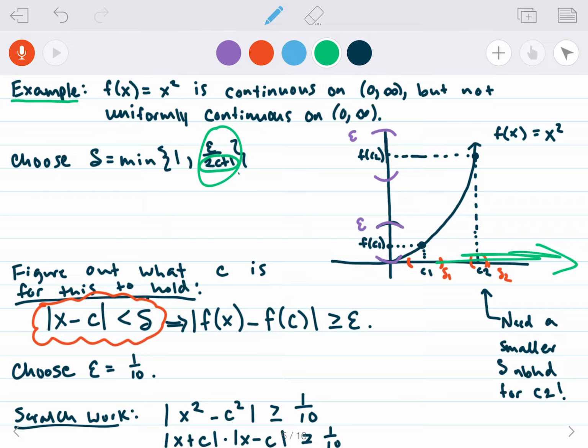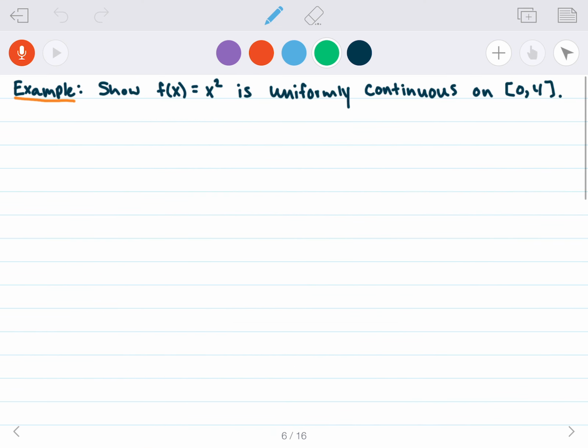Okay? So that's something that's not uniformly continuous because it depends on where your c value is. So now this is a nice result, okay? And the result, and we're going to prove it in a moment, is that if you have a function that is continuous on a compact set, or in other words, a closed and bounded set, then it's going to be uniformly continuous on that set. And let's see why this is the case.